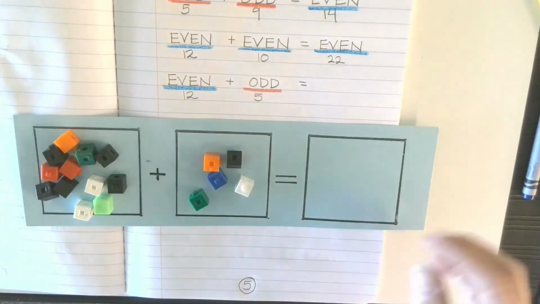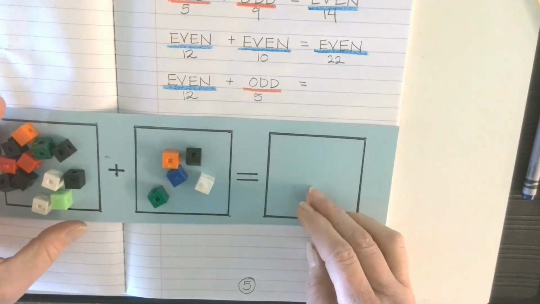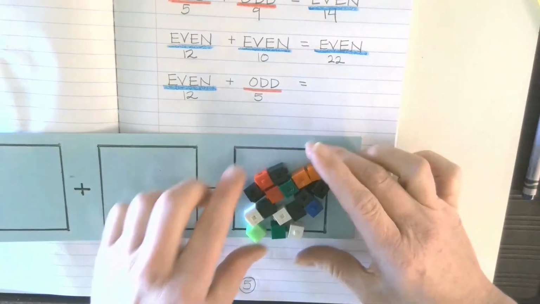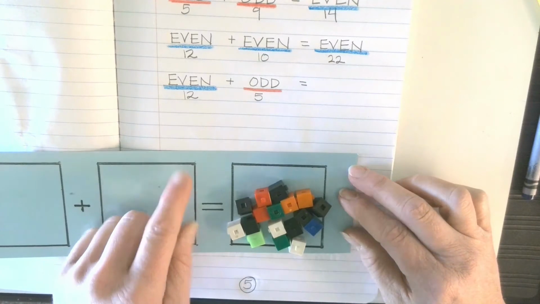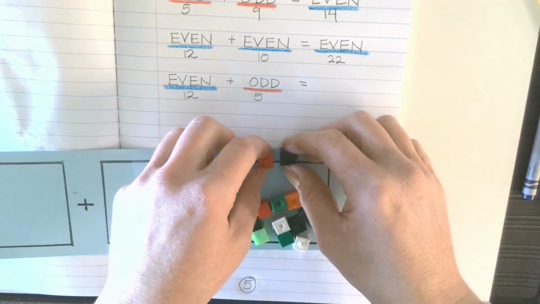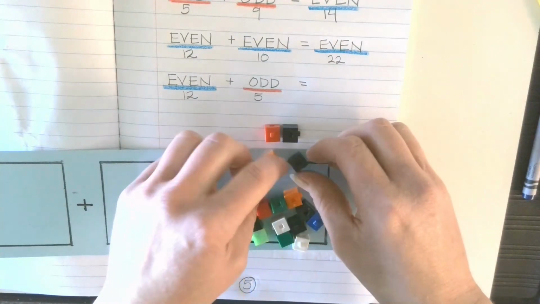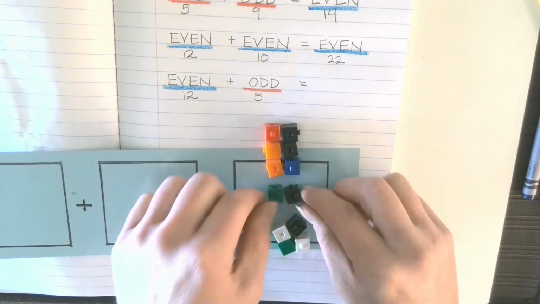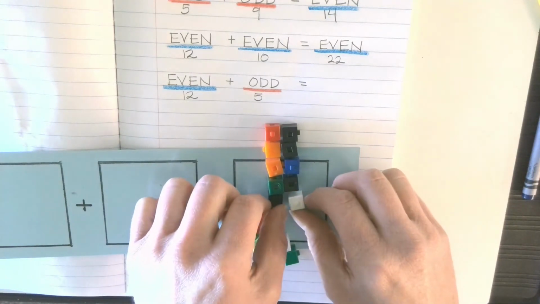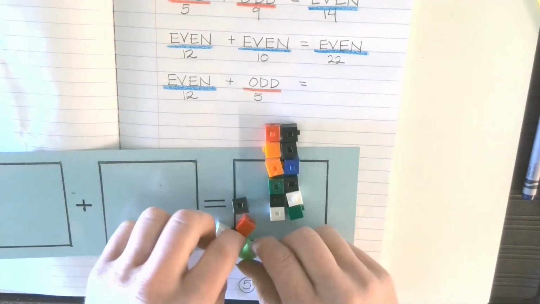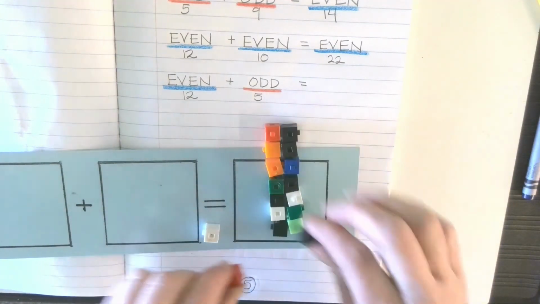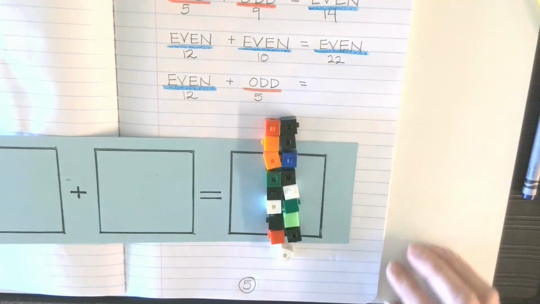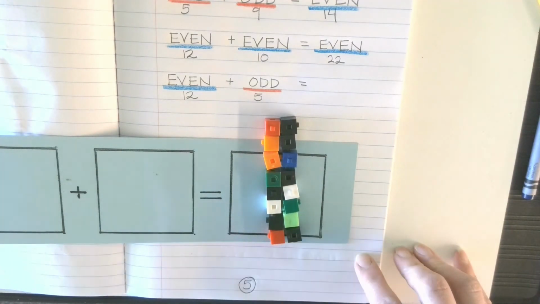In addition, we're joining together. So I'm going to put both of these addends together. And then I'm going to pair them up and see what I get. When we have an even addend and an odd addend, so there's 4, 6, 8, 10, 12, 14, 16, and 17. Oh, so I have 1 left over here.